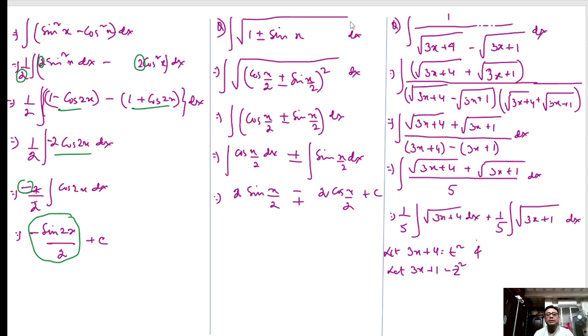Next, root over 1 plus or minus sin x. Now I already gave you the formula: 1 plus sin x is (cos x/2 plus sin x/2) whole square, and if it is minus, then this is minus. Using this formula, the square and root will cancel, so it comes out to be cos x/2 plus or minus sin x/2.